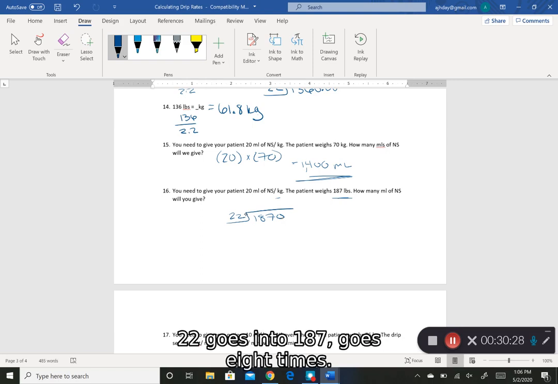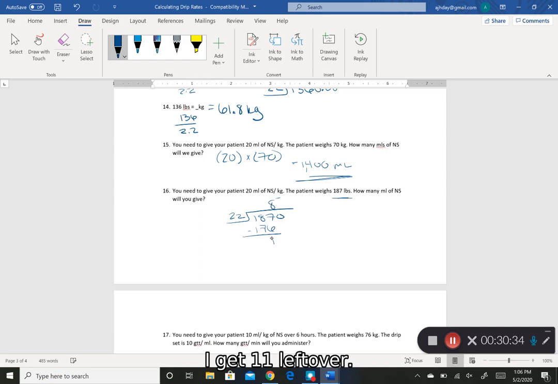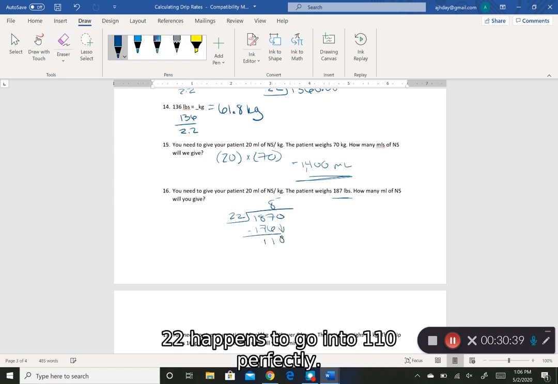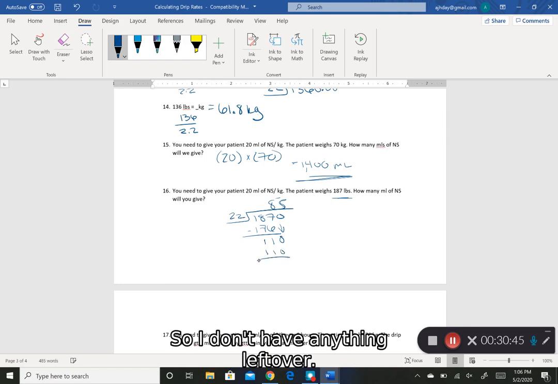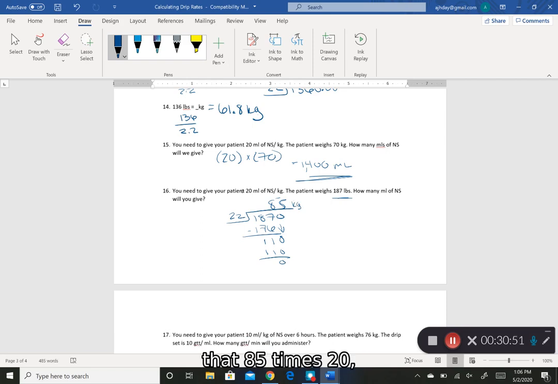22 goes into 187 8 times. I get 11 left over. 22 happens to go into 110 perfectly 5 times. So I don't have anything left over. So this patient weighs 85 kilograms. So now I'm just going to take that 85 times 20.